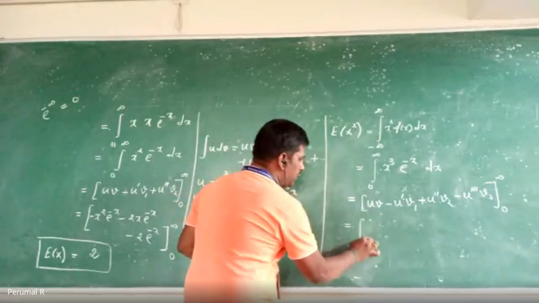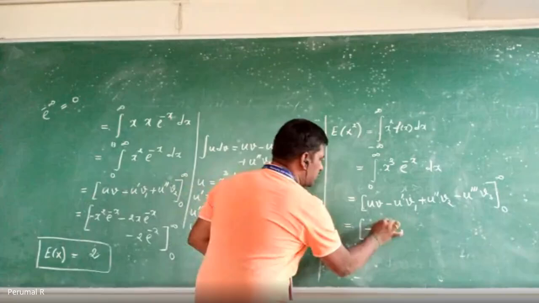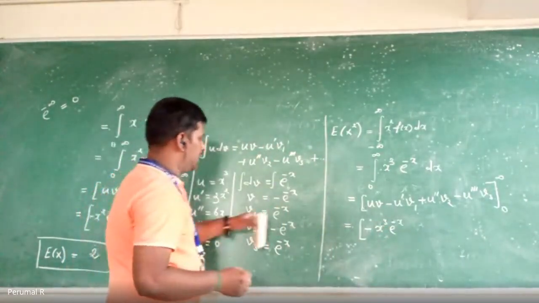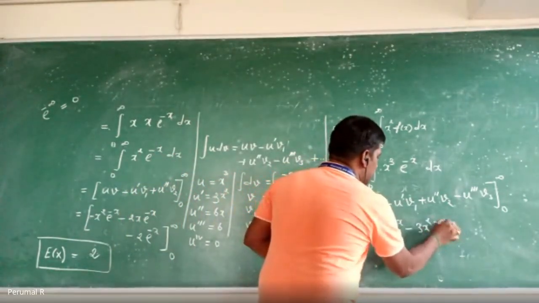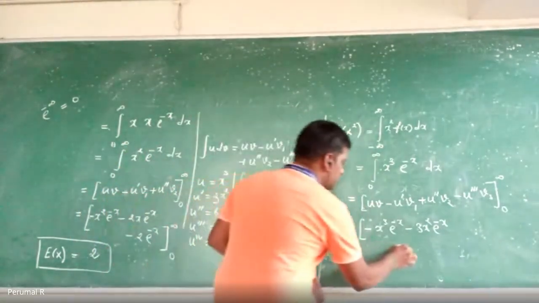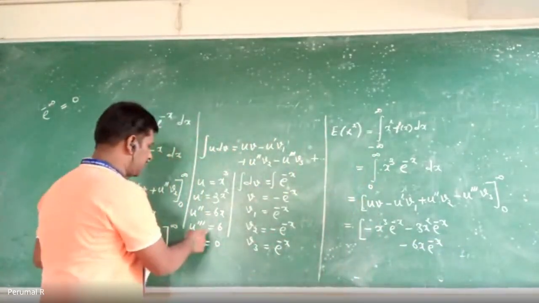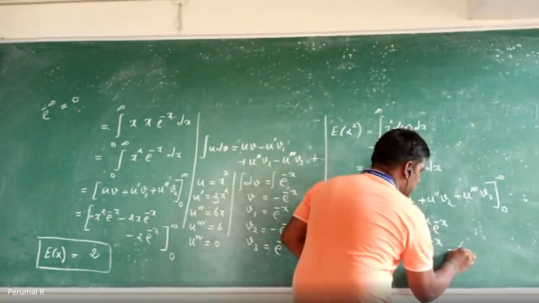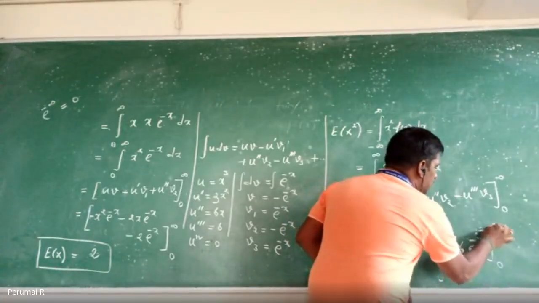Now you are substituting u and v. What is u? x cube, and v equal to minus, so minus x cube into e power minus x. Here u dash is 3x squared, with v1, so minus 3x square e power minus x. Then u double dash 6x, v2 equal to minus, so 6x into e power minus x. Then minus u triple dash, so minus 6 into e power minus x. Limit from 0 to infinity.